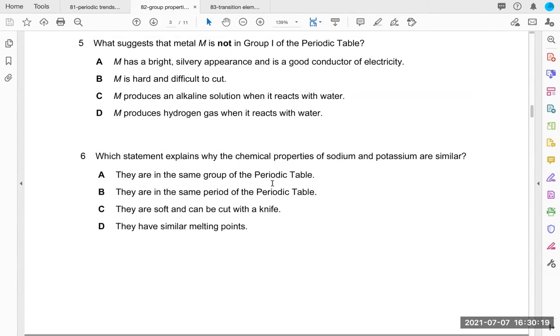By the way, in questions like this, we can see that there are some statements that are correct. For example, they are soft and can be cut. Yeah, that is true for sodium and potassium, but that does not explain why their chemical properties are the same. They have similar melting points. They do have similar melting points. Potassium melts at lower temperature than sodium, but still it doesn't explain why that is. These are similar properties, but the reason they have that is because they have the same number of valence electrons. They're in the same group. Okay, so that's the reason.